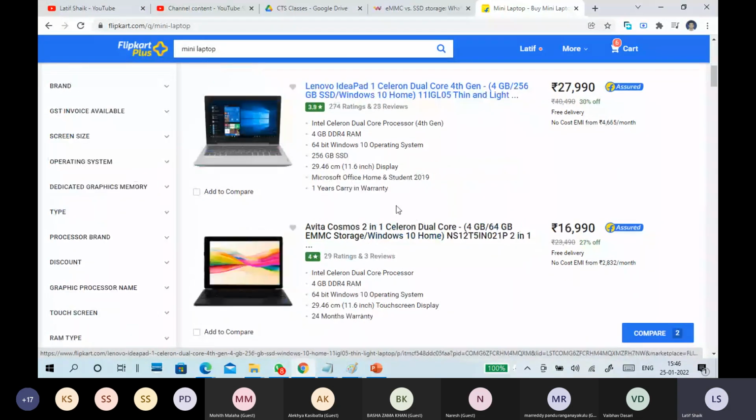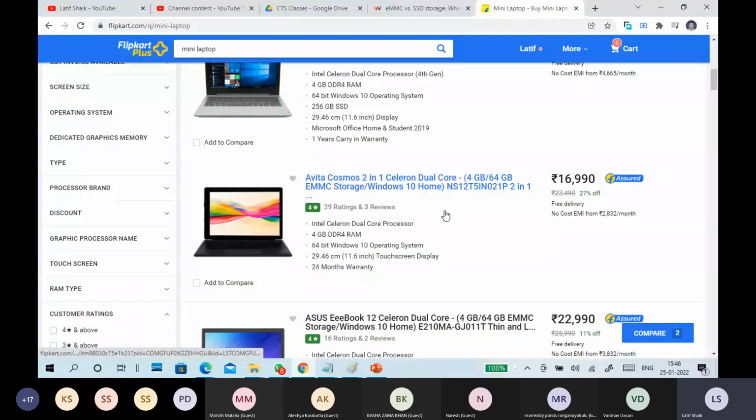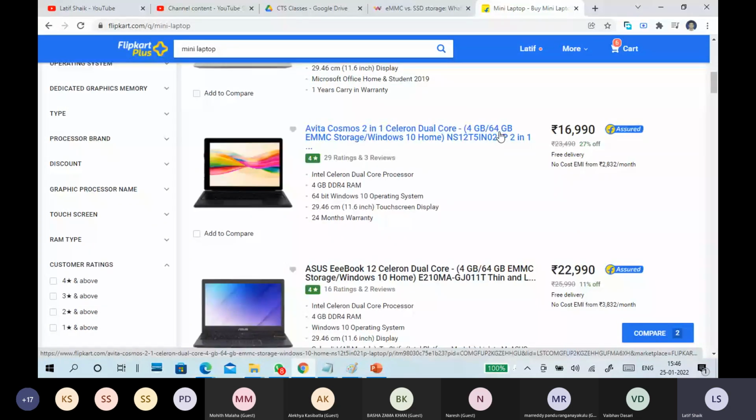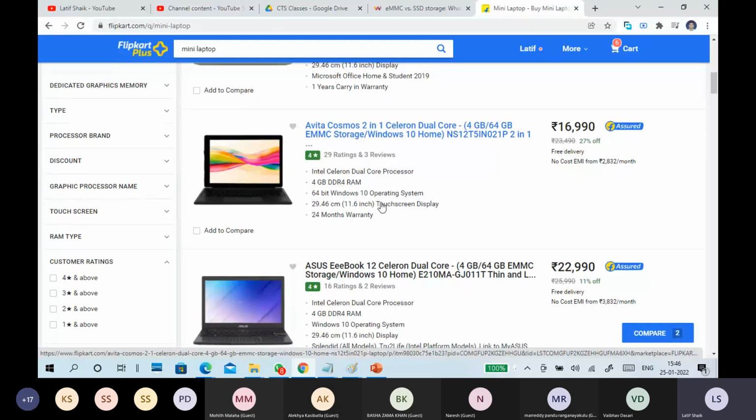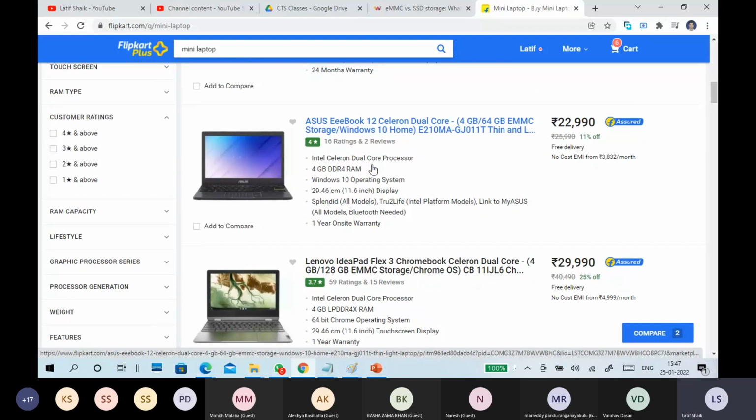Okay, we get a very big laptop. And this is 16,000. But you can see the storage is improved a lot. Earlier it was 32 GB eMMC storage, now 64 GB eMMC storage. The two-in-one laptop is a Celeron dual core, so it is a very low level processor itself. And you get Windows 10 directly and 64 GB eMMC.